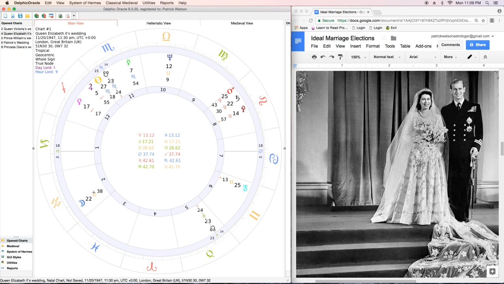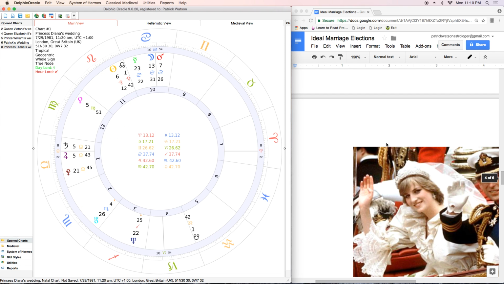Another really terrible thing about this election is that, one of the other rules of elections, you're technically never supposed to put the moon at the bendings, or square the nodes of the moon, or conjunct the nodes of the moon. And this moon is exactly square the bendings, and also in opposition with Saturn. But since Saturn rules the first, and the moon rules the seventh, it seems to be kind of appropriate for this event. Let's go to the next big royal wedding. This was Princess Diana's.